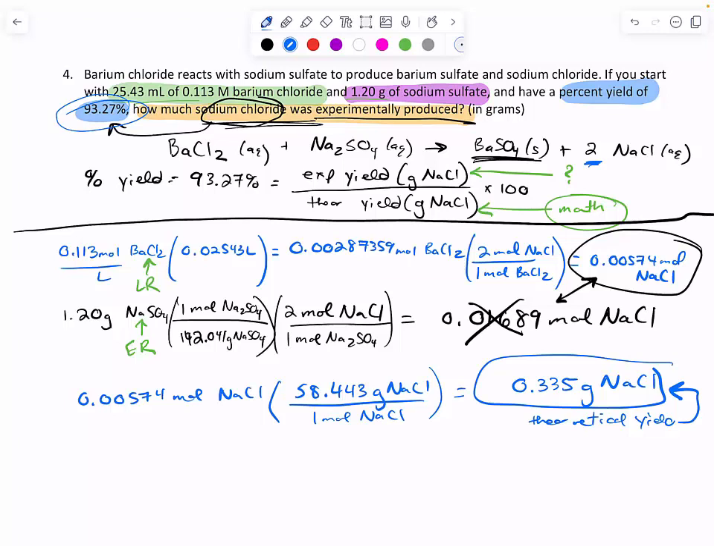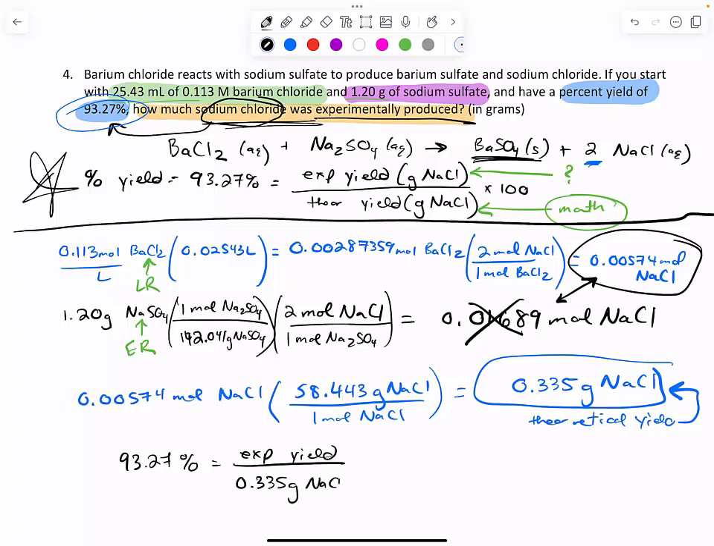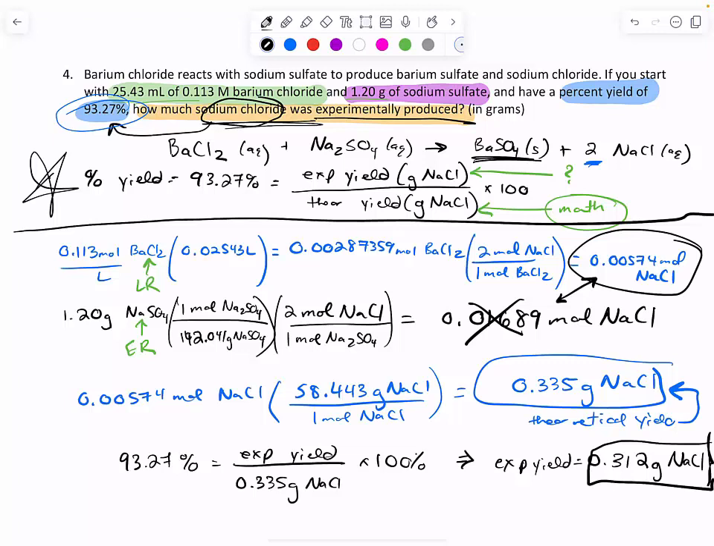So now we come back to our percent yield formula that we used at the beginning. 93.27% equals my experimental yield over my theoretical yield times 100%. And that equals an experimental yield of 0.312 grams of sodium chloride, which makes sense because my percent yield is just a little bit less than 100%. So I get just a little bit less sodium chloride than I should have produced.